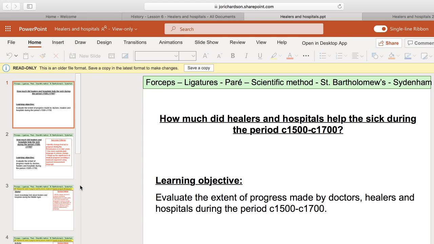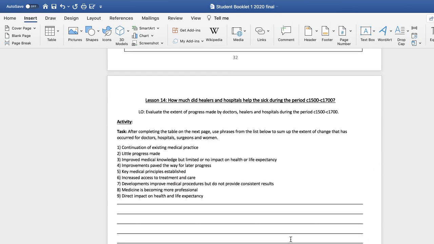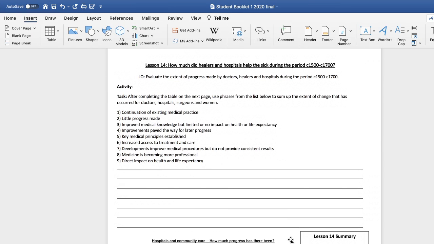Okay, this next lesson is on page 33. It's lesson 14. How much did healers and hospitals help the sick during the period 1500 to 1700? So we're thinking about how did hospitals change in the Renaissance period, and what about the healing? If you think back to the lesson in which you did a graph looking at hospitals, hospitality, the church, and women, that's what you're directly comparing to now in this lesson.